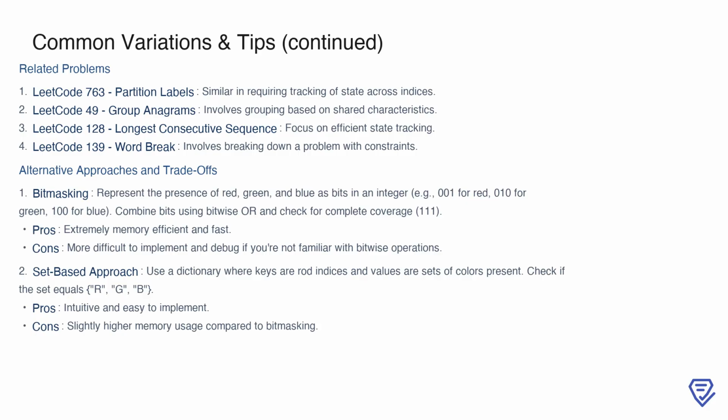Now, for alternative approaches, bit masking is a powerful technique here. By representing red, green, and blue as individual bits in an integer, you can efficiently combine and check for all three colors using bitwise operations. This method is memory efficient and fast, but it may be tricky to implement if you're not familiar with bitwise logic. Alternatively, a set-based approach uses dictionaries with rod indices as keys and sets of colors as values. This is intuitive and easy to work with, but it uses slightly more memory compared to bit masking.